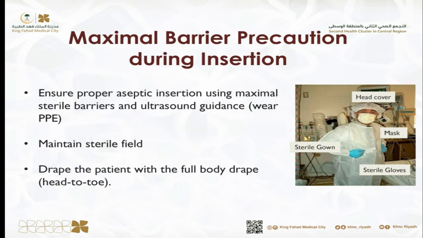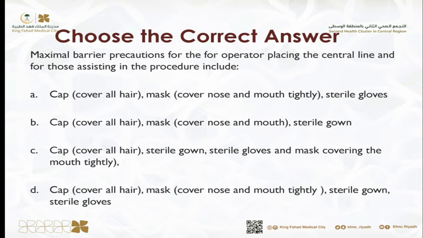With maximal barrier precautions, we need to ensure proper aseptic insertion using a sterile barrier and ultrasound guidance when we have to insert a central line. We need to maintain a sterile field. We need to drape the patient with a full body drape, head to toe. What are the proper PPE? Head cover, mask, sterile gown, and sterile gloves.